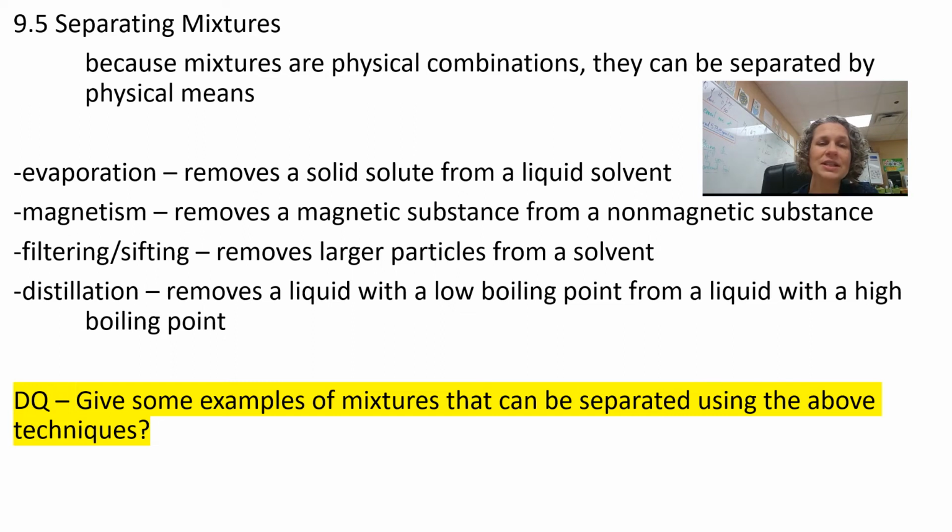And then the last one, distillation. This removes a liquid with a low boiling point from a liquid with a high boiling point. So if I had a mixture of something like alcohol and water, and I wanted to remove the alcohol, it's going to boil at a much lower temperature than water. It takes kind of an elaborate setup, but I could boil it, get rid of that, and then end up with pure water left over. And then some examples of mixtures, I've mentioned some of them as I've gone through, but pretty much anything you can think of, you can fit into those groups.